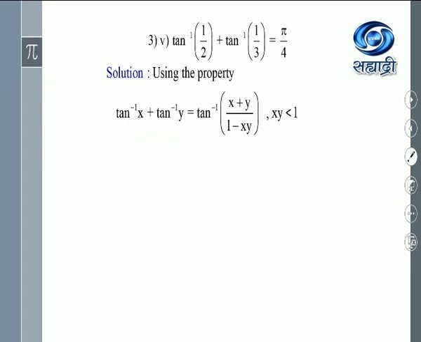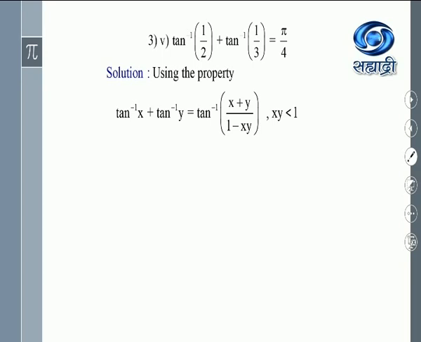Tan inverse of x plus tan inverse of y is tan inverse of x plus y upon 1 minus xy. Okay. So here both x and y are positive and xy is less than 1. Actually x and y both positive remains the same for another property for xy greater than 1. So x and y positive remains the same, but the cases are according to xy less than 1 and one more is xy greater than 1.